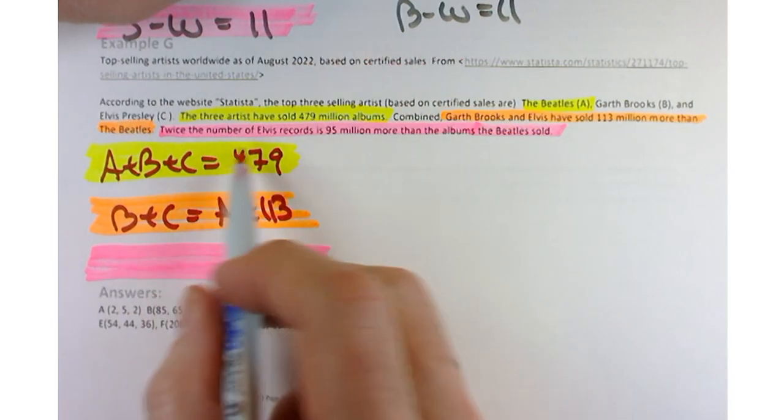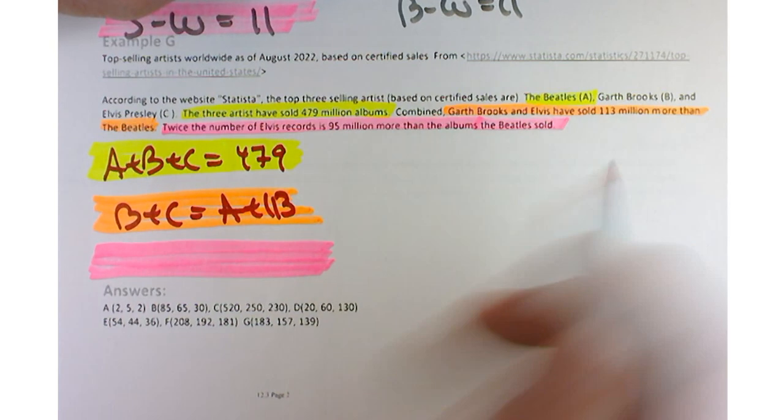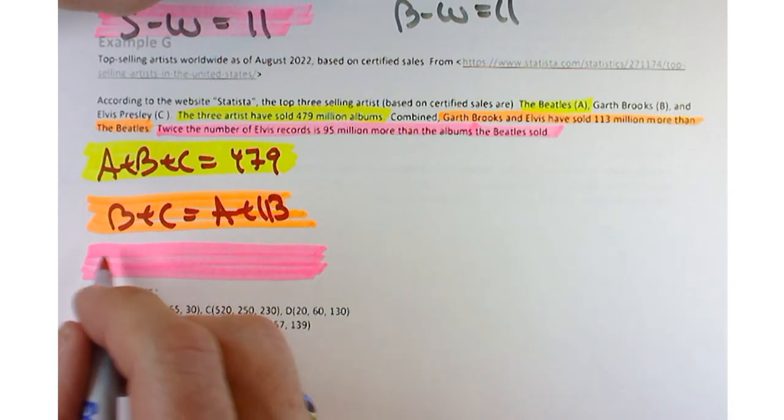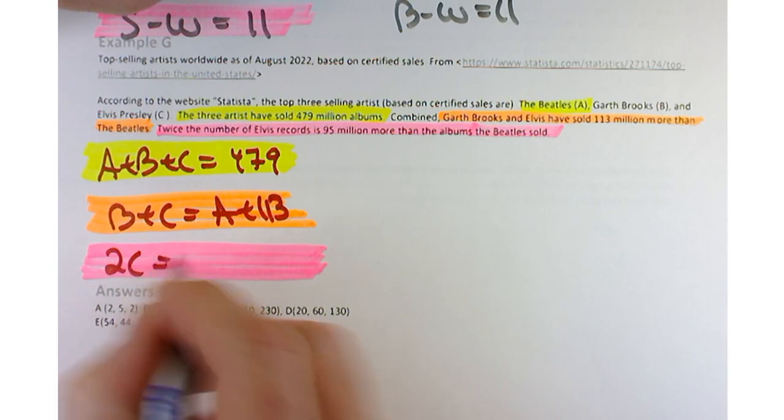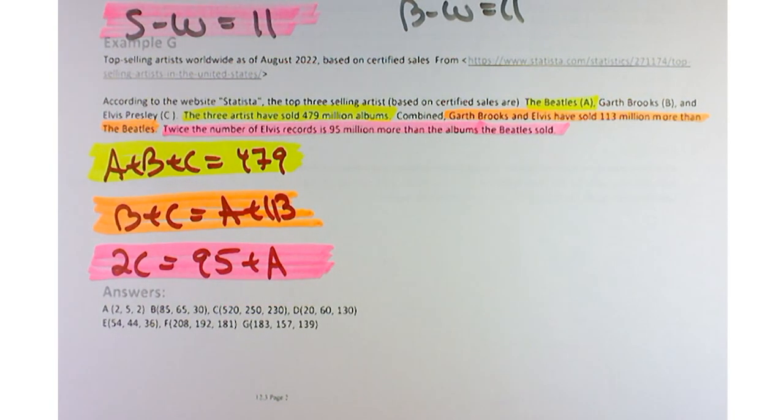Brady. Twice the number of Elvis records is 95 million more than the albums the Beatles have sold. 2C equals 95 plus A. Nice. 95 plus A. Great. And move things around as needed to finish solving. So perfect. Comments or thoughts on this last one or any of these things? All right, let's put this one in the books.